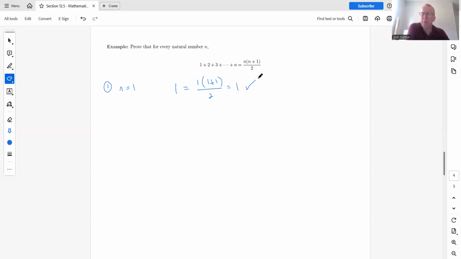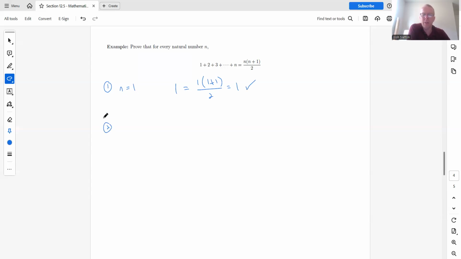If you want, you do not have to do this, but you could see if it's true for 2. Sometimes it might help to see what the pattern is and what the statement is showing. So it could help if you do n equals 2, n equals 3, just so you get familiar with how these formulas are working. But it's not necessary. You only have to show that it's true for the first one.